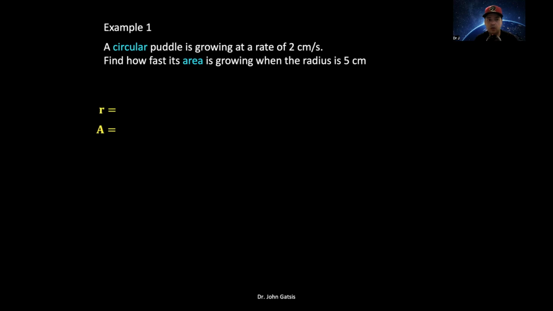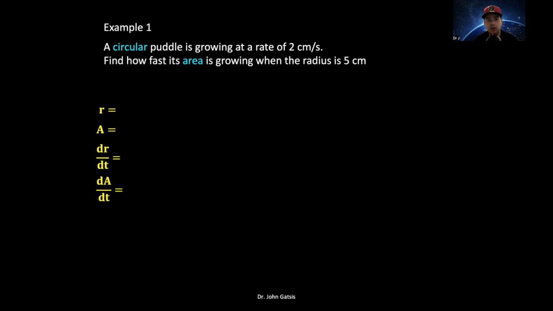Before I do that, though, let me just list the working variables, which are r and A. Do we know any of these things? We'll figure it out shortly. And also, I like to write down their derivatives with respect to time. This is like my checklist. I recommend using a checklist like this when doing questions.